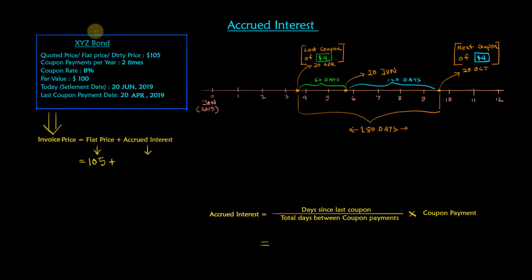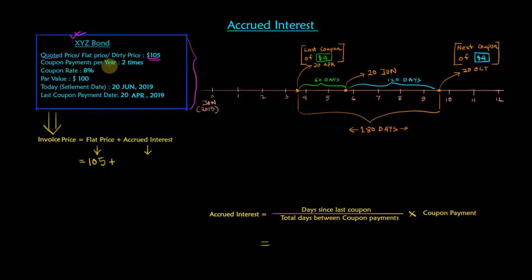Alright, so what you have here is some XYZ bond, and some information related to this bond is given here. Like, what is the quoted price? Quoted price is also known as flat price or the dirty price. In our case, that is $105.